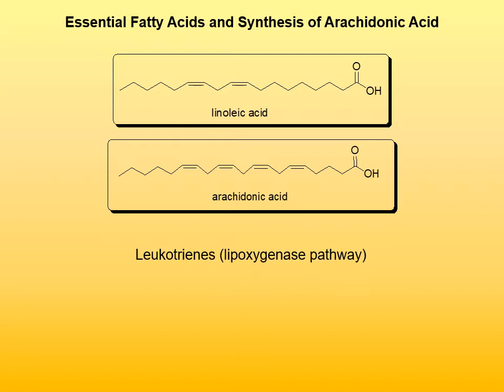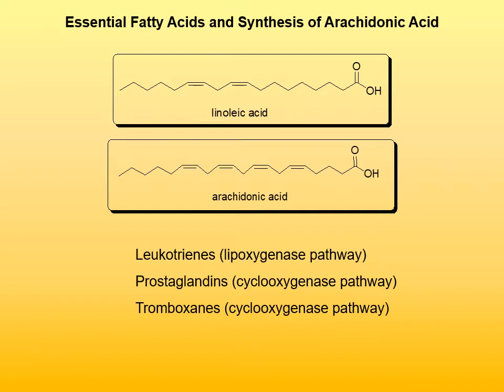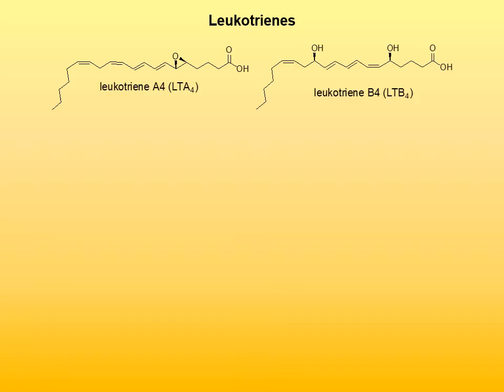Leukotrienes are biosynthesized in the lipooxygenase pathway. Prostaglandins and thromboxanes are eicosanoids that are synthesized in the alternative cyclooxygenase pathway. First, we'll consider leukotrienes. The most important are leukotrienes of the series 4, and some are shown here.